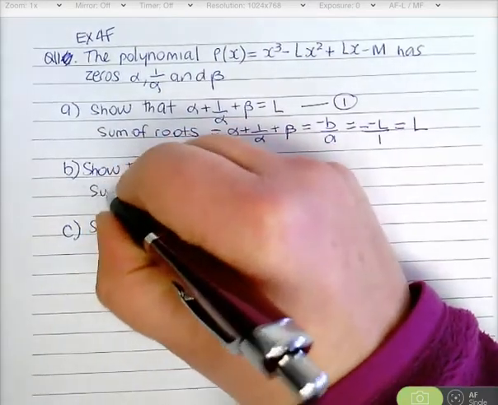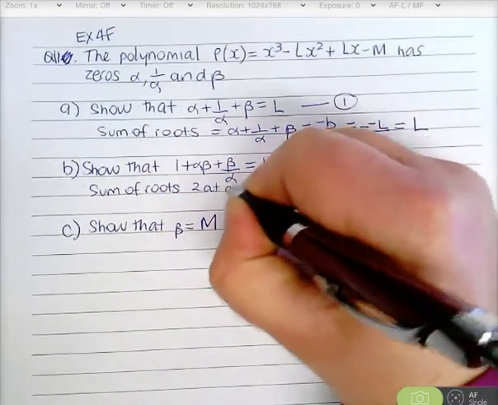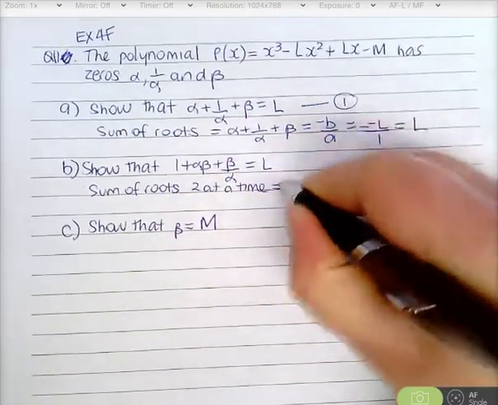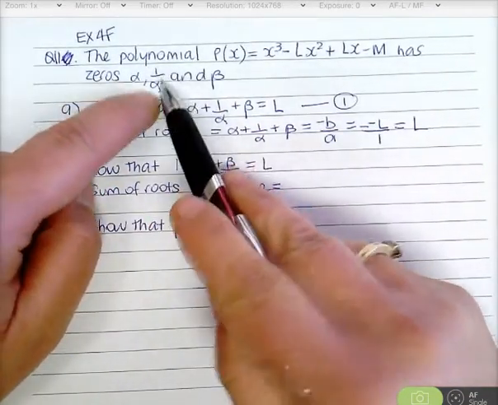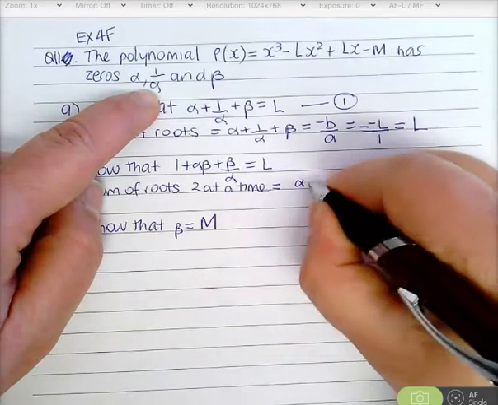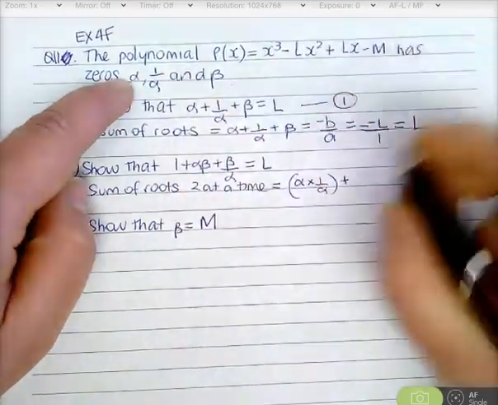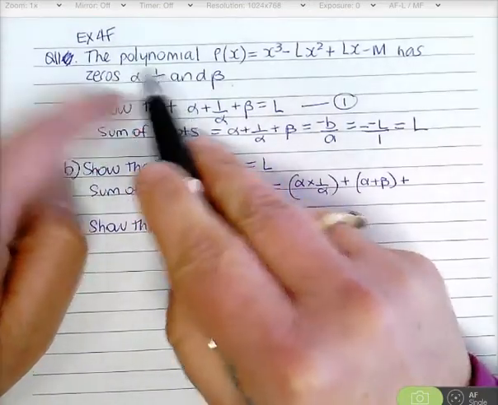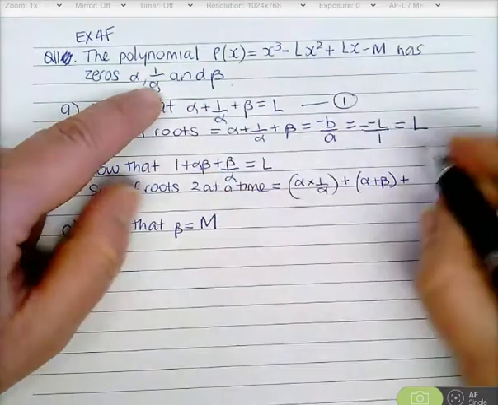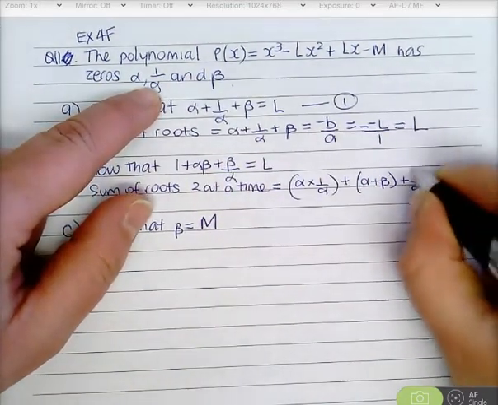So sum of roots 2 at a time is, now we've got to do all the combinations of the roots 2 at a time. It would be alpha times 1 on alpha, that's one combination, plus alpha times beta, plus, so we've done the first two, the first one and the last one, now we'll do the last two, plus 1 on alpha times beta.